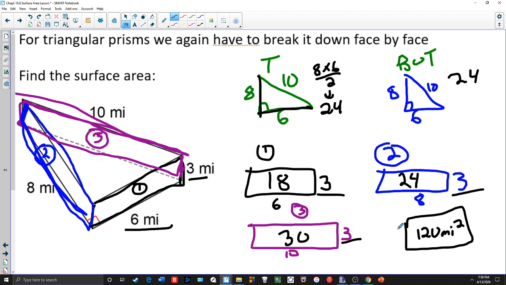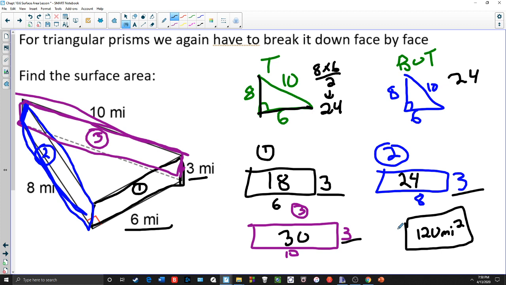Triangular prisms are always going to be broken down into 2 triangles and 3 rectangles. So if you have a triangular prism, the way you solve the area is figure out what your 2 triangles are. They should be the exact same. Figure out what your 3 rectangles are. Your 3 rectangles may be the same if they're nice and square, but usually your 3 rectangles will have only one number in common, which in our case was the 3.